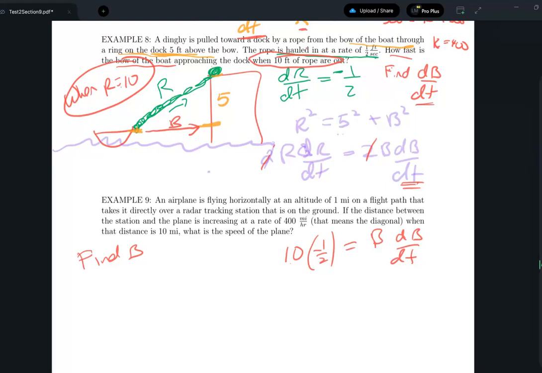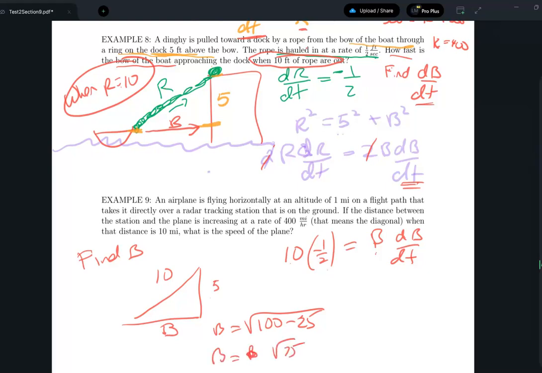So I plug the r equals 10 in. I'm just going to draw the picture again, and I'm going to solve for b. So b will be the square root of 10 squared, which is 100, minus 5 squared, which is 25. That gives us root 75. So this side here, b equals root 75. Then this gives me -5 divided by root 75 is dB over dt. Does it make sense that it's negative? It does, because that length of b is getting smaller as the boat approaches the dock.